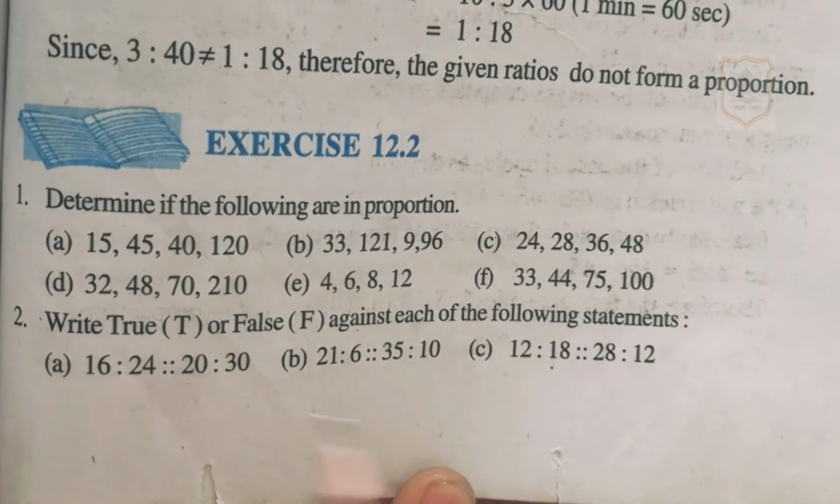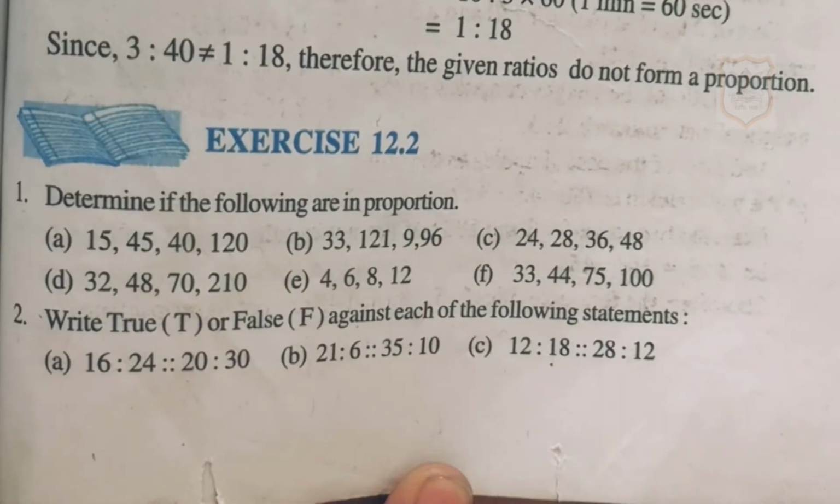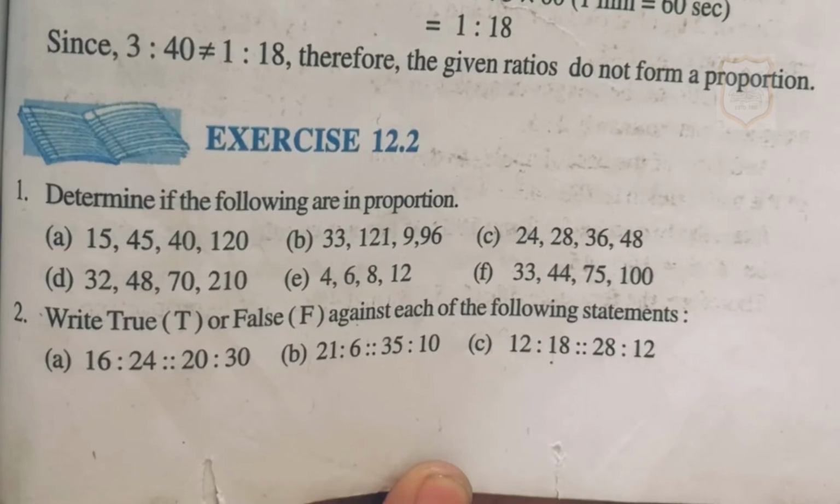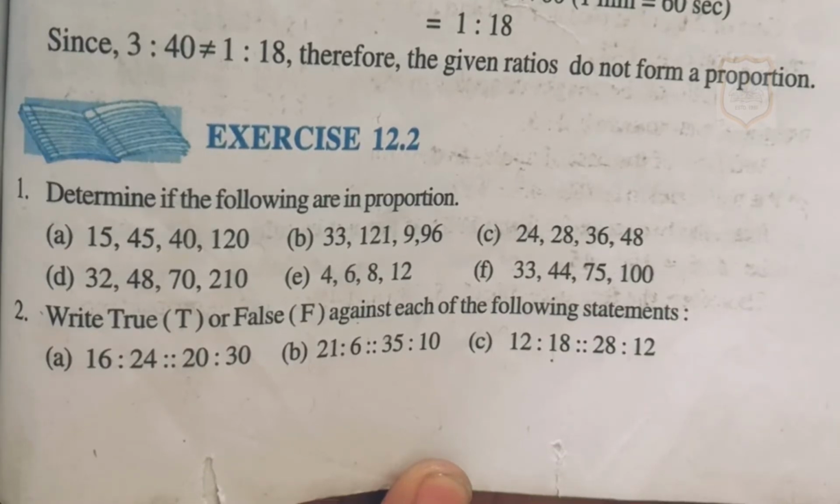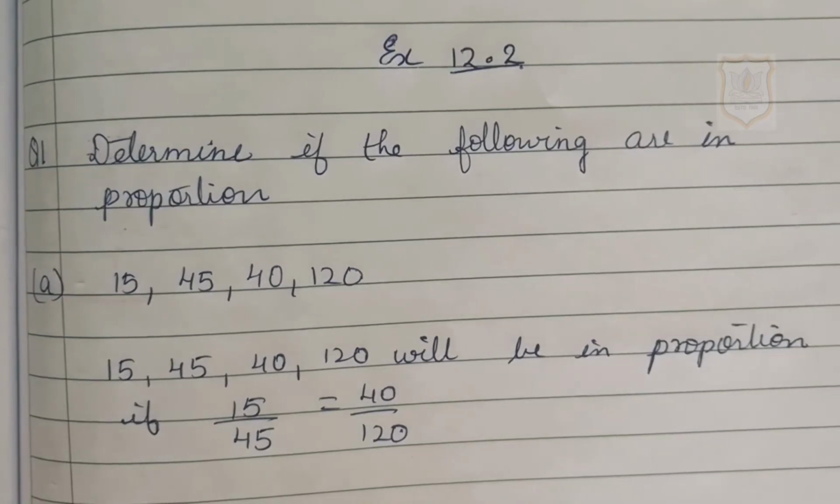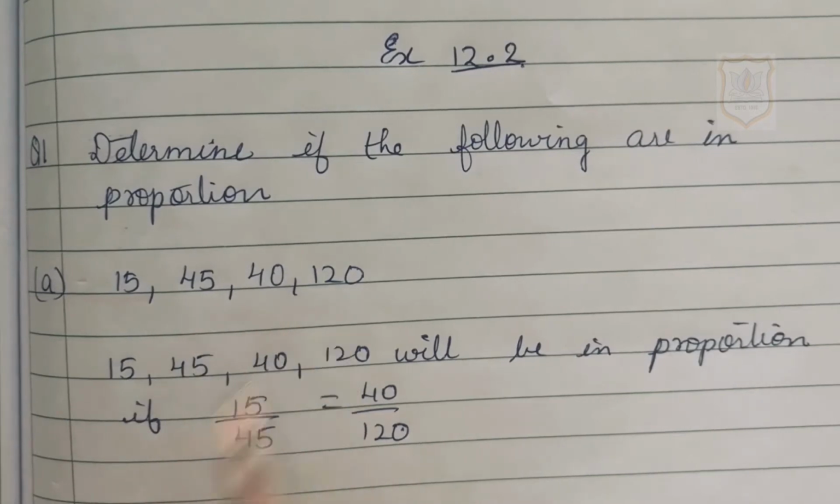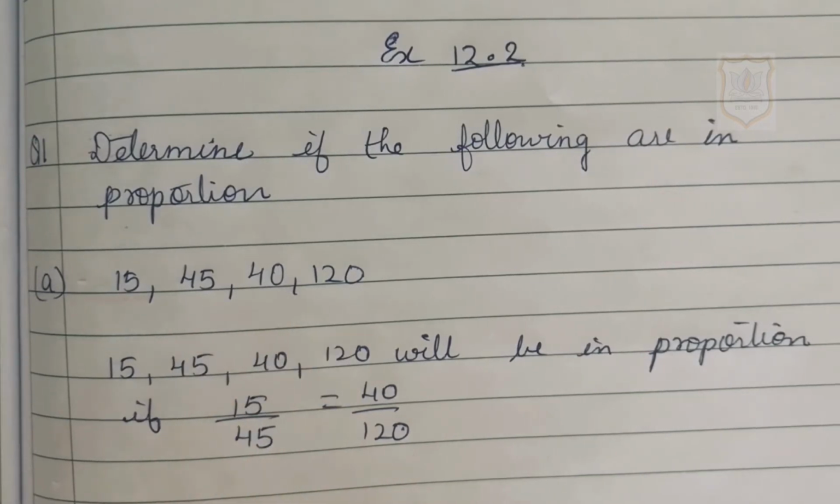Exercise 12.1, question number 1. Determine if the following are in proportion. Here a few numbers are given. We have to find out whether these numbers are in proportion or not. Now the solution for part A of question number 1: 15, 45, 40 and 120. We have to find out whether these numbers are in proportion or not.